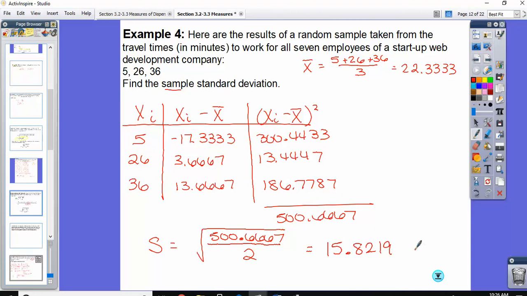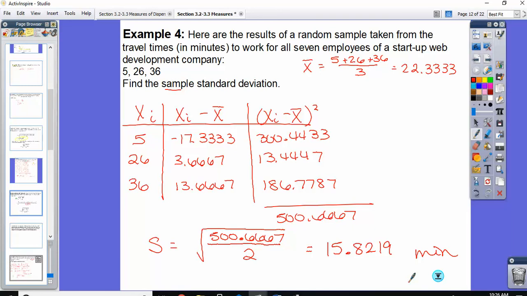So we get a standard deviation of 15.8219. If you want to put a label on it, this is minutes. We were talking about commute times. So which one has a higher standard deviation? The entire population or this sample of 3? The sample. So what does that mean about these 3 points? The bigger the standard deviation, the more spread out they are, the less consistent they are.